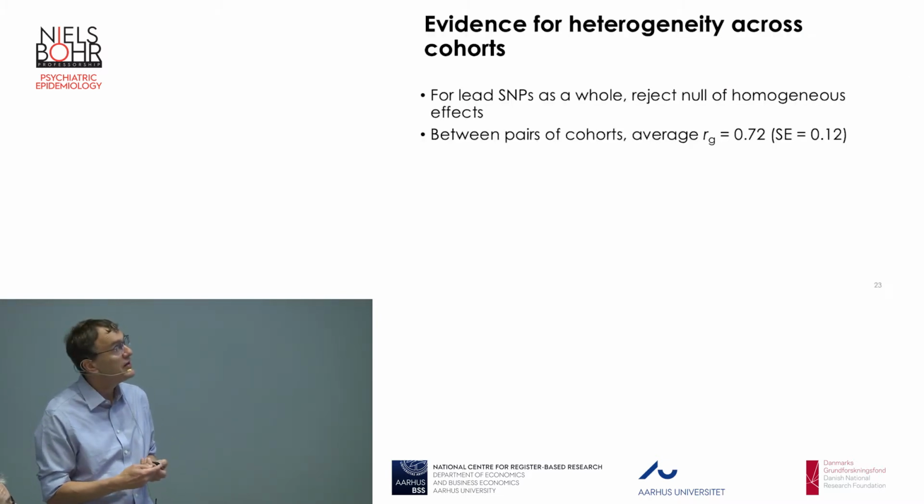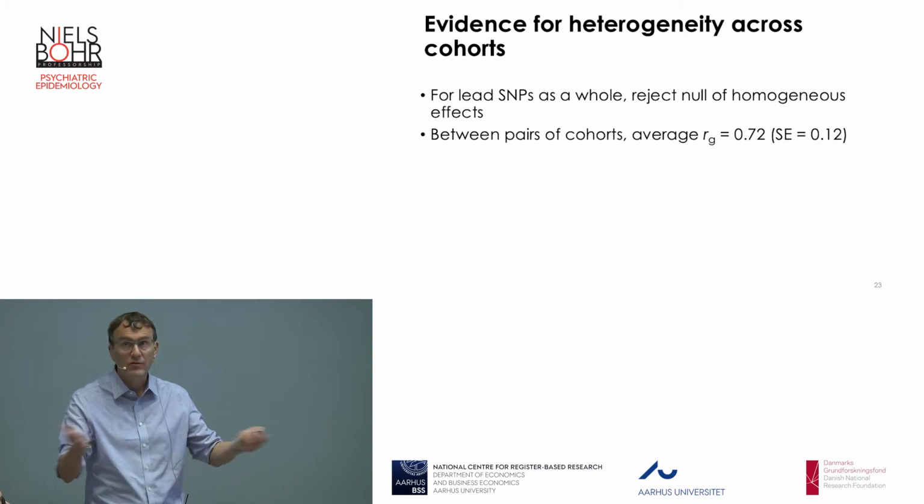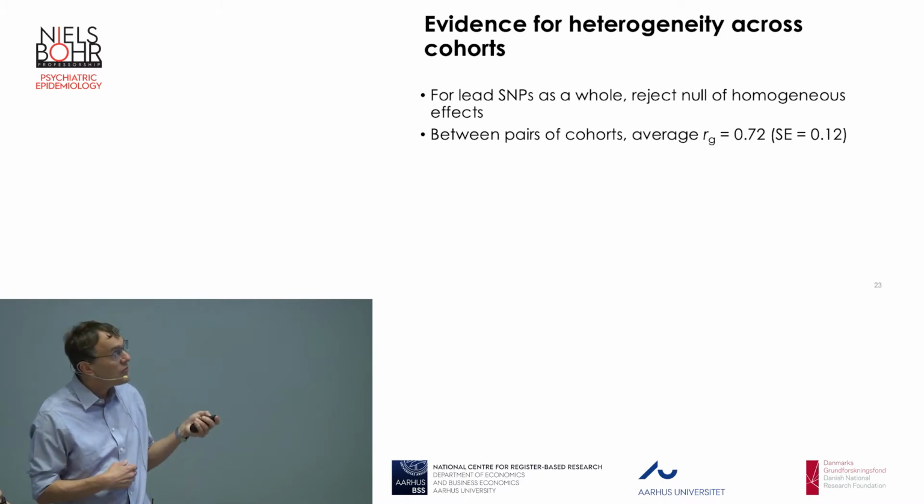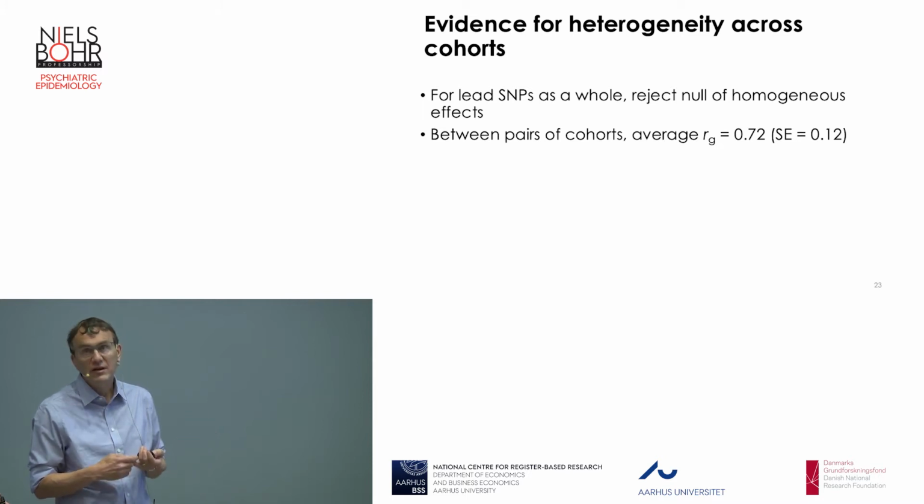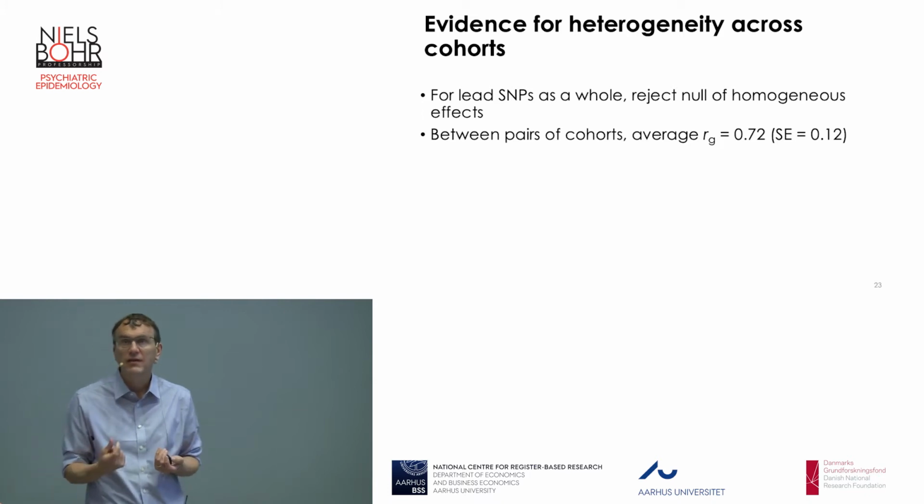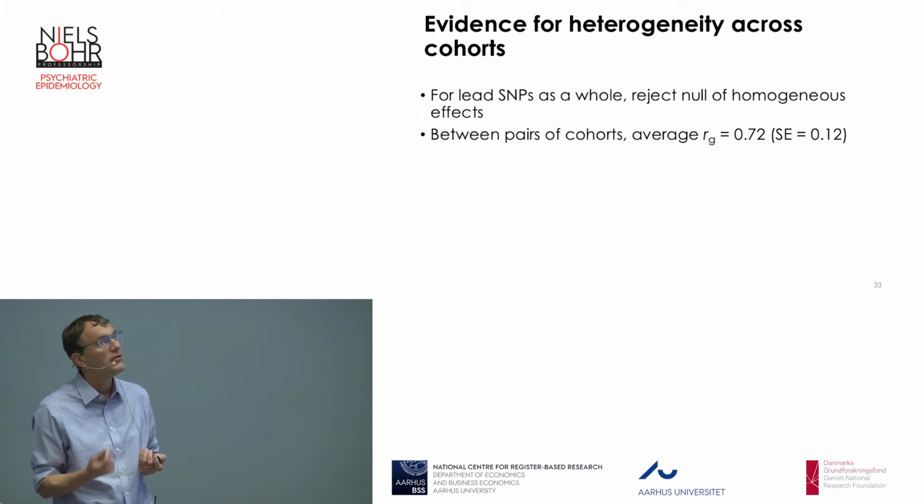Heterogeneity was also mentioned, and indeed, just like for major depression, I think for educational attainment, partly because we combined data from many different sources, we found evidence of heterogeneity. We did tests on the 1,300 lead SNPs, and we can reject the null hypothesis of a homogeneous effect across all these different studies. And we also tried to estimate genetic correlations between pairs of cohorts. Unfortunately, many of the 60 cohorts that we used had quite small sample sizes, which means that the standard error of the estimate of genetic correlation is very, very high.